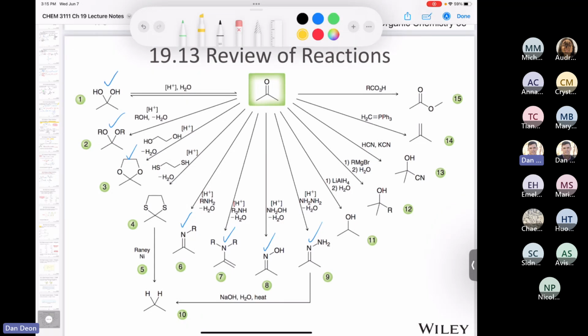So all the blue check marks, plus we've covered thioacetal formation. We covered the Raney nickel reaction. We also covered this reaction, which is the Wolff-Kishner reduction. We looked at the formation of an alcohol from a ketone. Now, this was covered in chapter 12, but we covered it again here. Same thing with Grignard. We covered that in chapter 12. Then reaction 13, we looked at the formation of a cyanohydrin. Reaction 14, we looked at the Wittig reaction. And the last one was the Baeyer-Villiger. So we've covered every single reaction on here from soup to nuts, the whole thing.